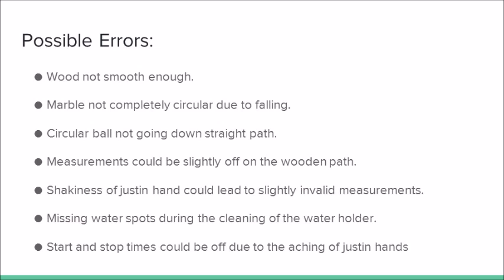Possible errors that could have happened during our experiment were the wood not being smooth enough, leading the marble to go down a bumpy path, the marble not being completely circular due to falling off the surface and onto the ground, and the ball not going down a straight path because we did not have a groove down the wood to keep it going straight. Measurements could be off on the wooden path due to incorrect readings of the meter stick, and start and stop times could be off due to the cramps that Justin had in his hand.